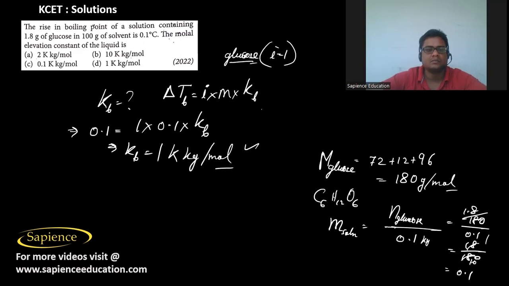So it means the molal elevation constant of the liquid is 1 Kelvin kg per mole. So option D is the correct answer.